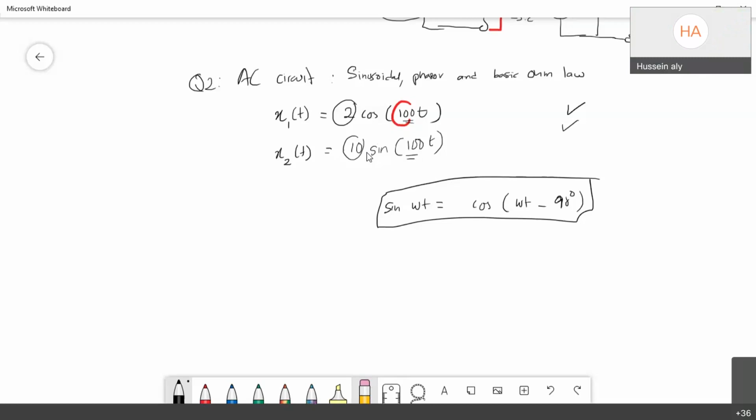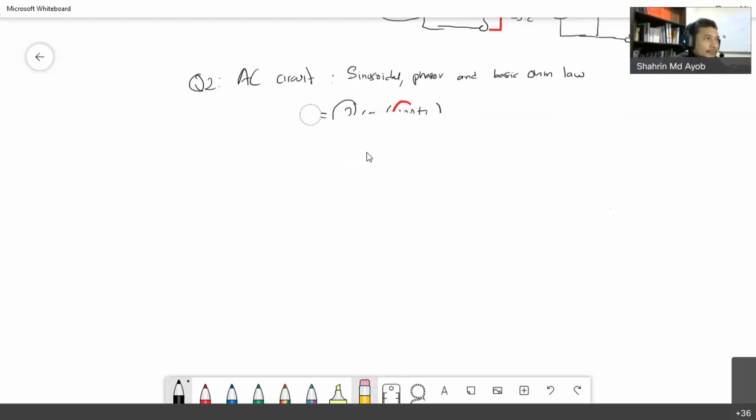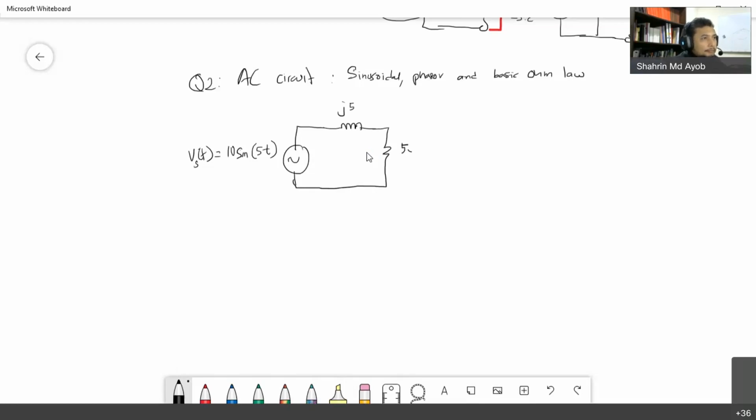This is not just a problem for you, it is also a problem for our electrical students. But since you are asking, for example, if you have been given a circuit where your Vs(t) is equal to 10 sine 5t, and then you have an inductor with a reactance value of 5, and then you have a resistor of 5 ohm. So what is the first step that you need to do?